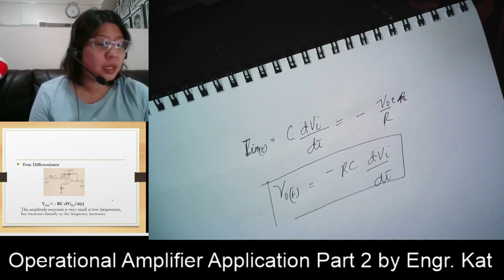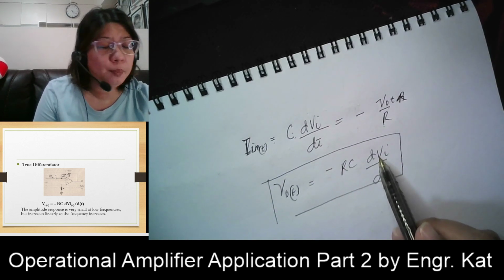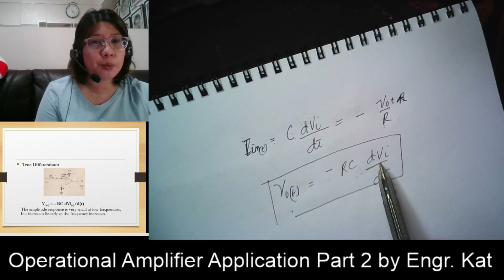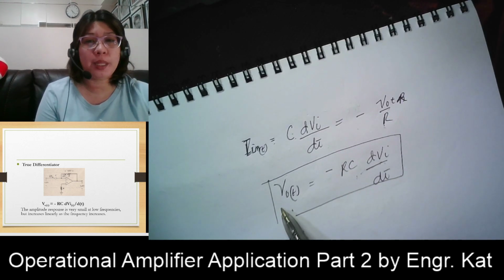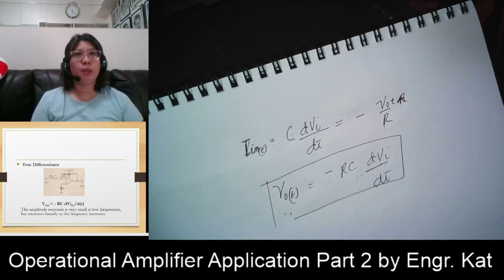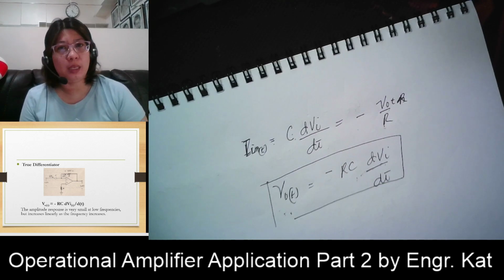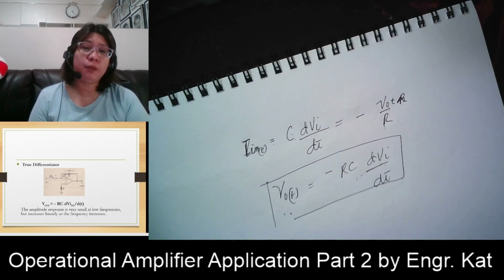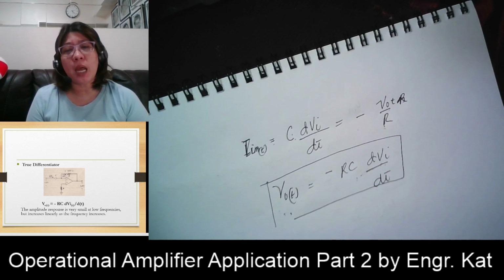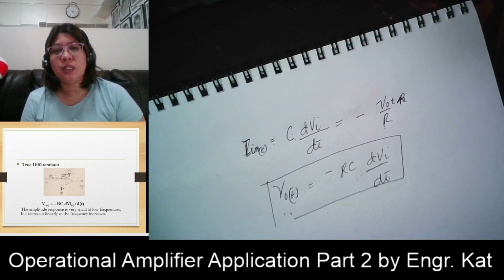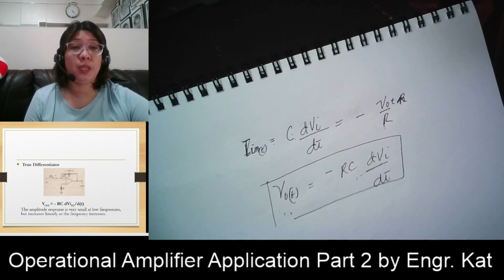It says here that you should have a change in your input so that we can have an output here. Because when we don't have change in our input, our output is automatically equal to 0. So there must be a change, or your input must not be equivalent to a DC source. The problem with a true differentiator is that the amplitude response is very small at low frequencies, but it increases linearly as the frequency increases.